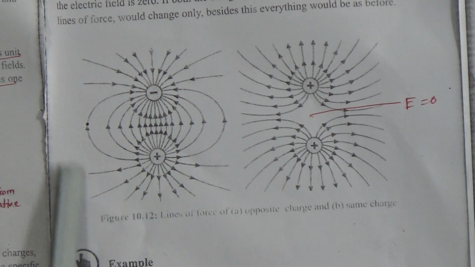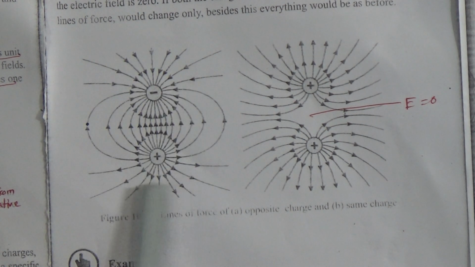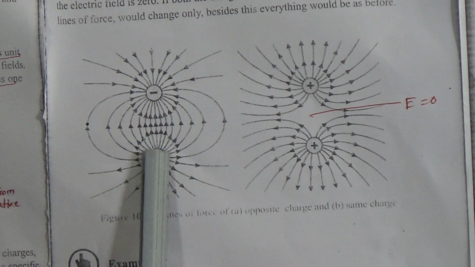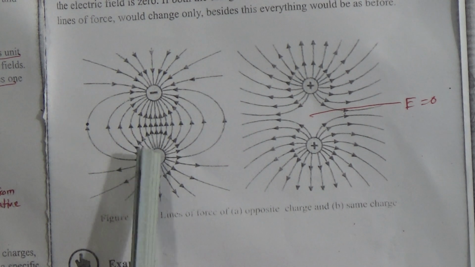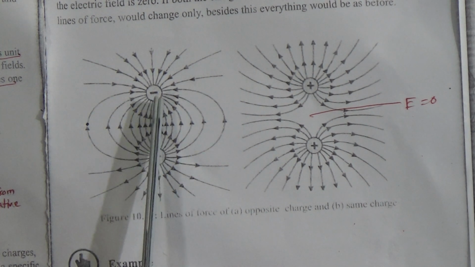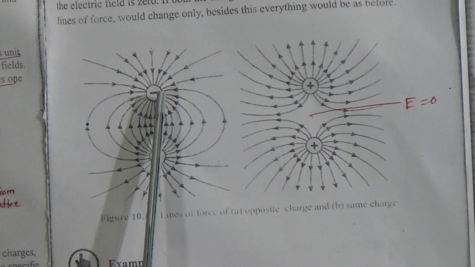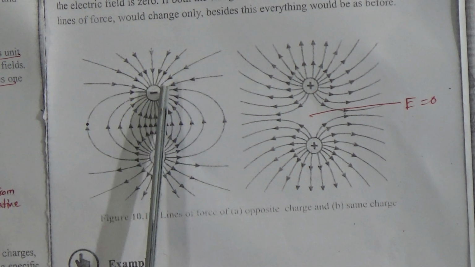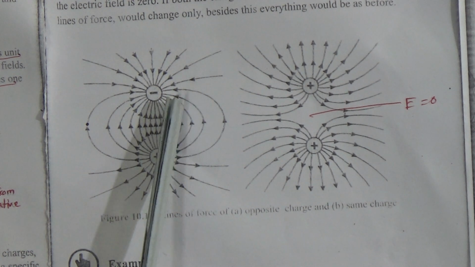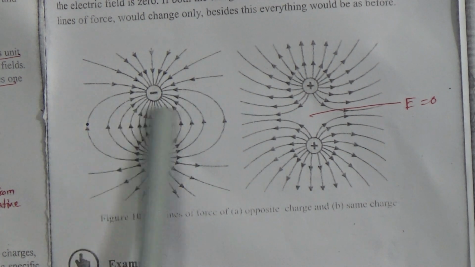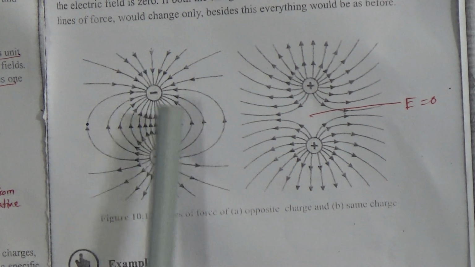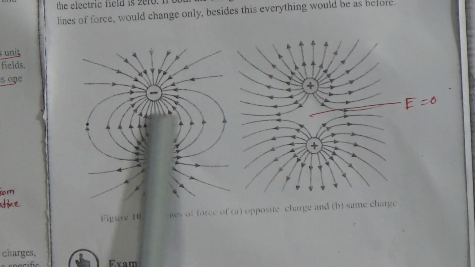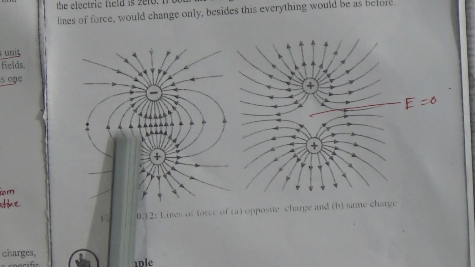So we can see the lines of force of one charge end up on the other charge. See, from here these lines start, and they go to the negative charge. The lines of force of one charge end up on the other charge, and where the magnitude of the electric field is higher, the number of lines of force is higher. Here the magnitude of the electric field is higher, so the lines of force are also more.